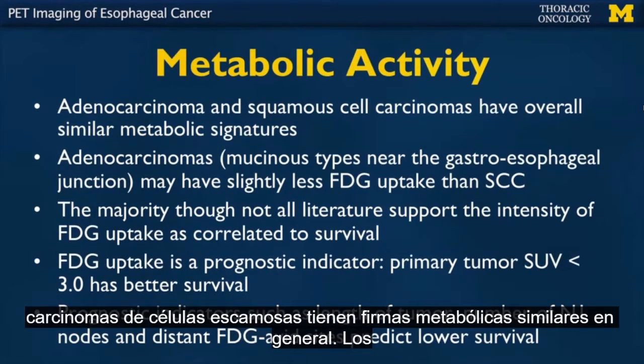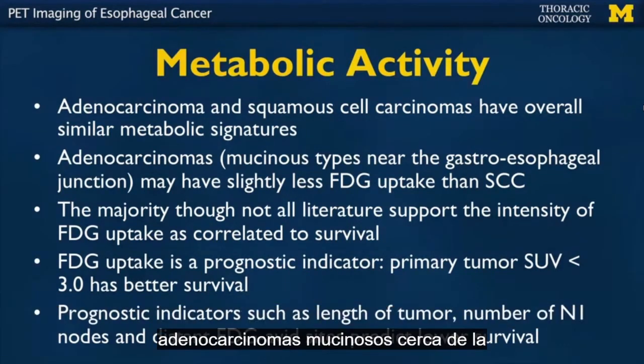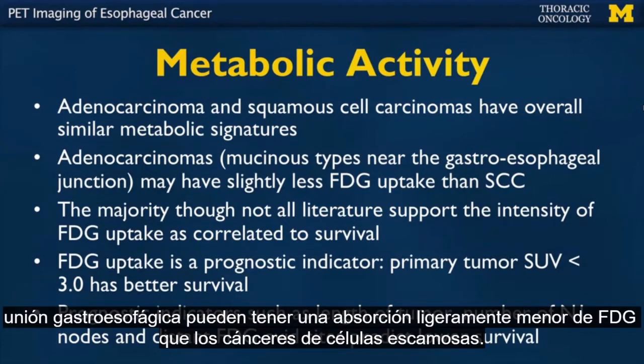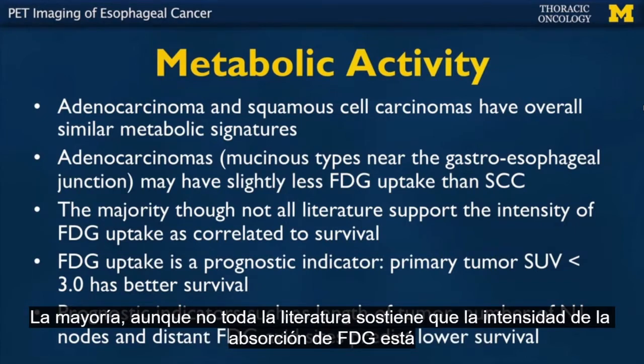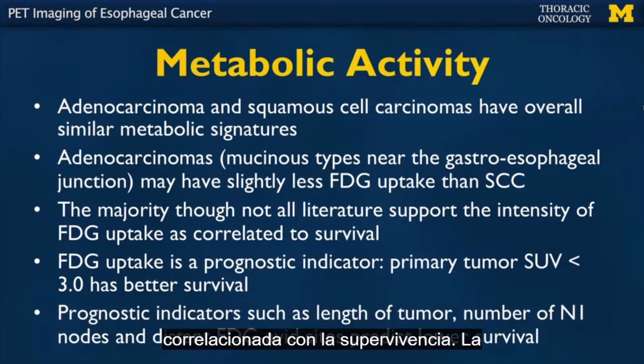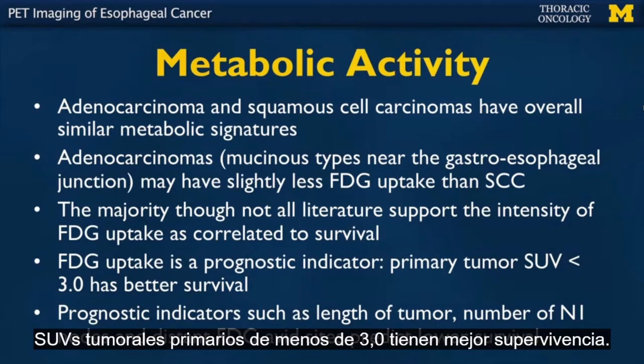Adenocarcinoma and squamous cell carcinoma have overall similar metabolic signatures. Adenocarcinomas, mucinous types near the gastroesophageal junction, may have slightly less FDG uptake than squamous cell cancers. The majority, though not all literature, supports the intensity of FDG uptake as correlated to survival. FDG uptake is a prognostic indicator. Primary tumor SUVs of less than 3.0 have better survival.